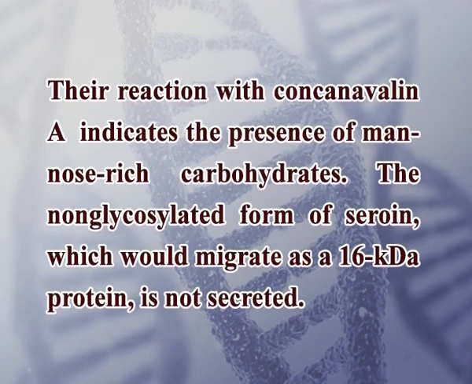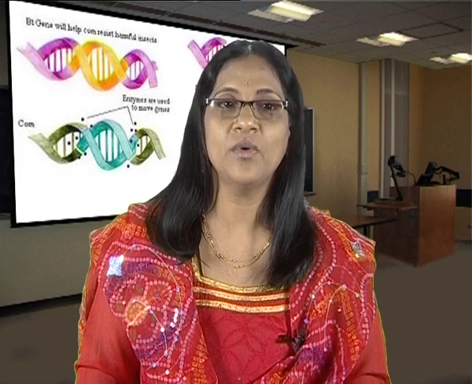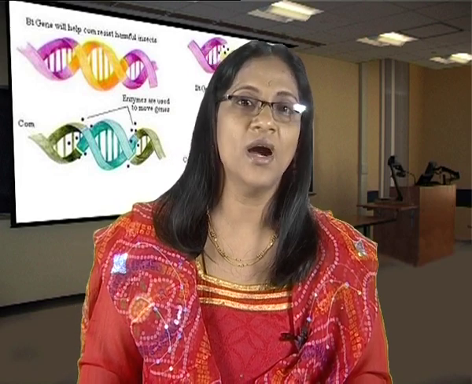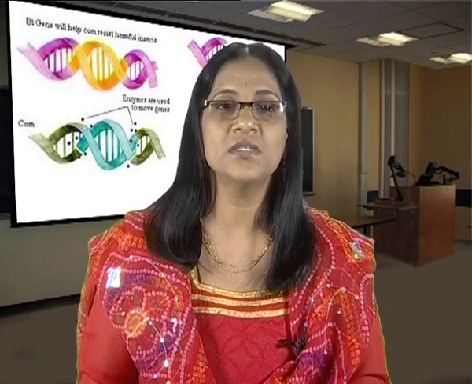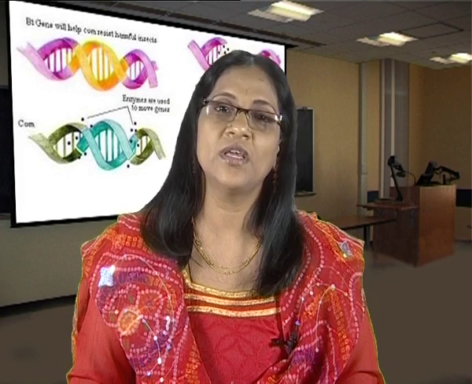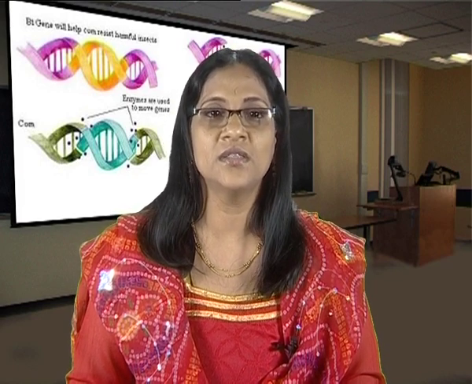Their reactions with concanavalin A indicate the presence of mannose-rich carbohydrates. The nonglycosylated form of seroin, which would migrate as a 16 kDa protein, is not secreted. This situation is reminiscent of the P25 gene product that also occurs in the silk as 2 mannose-rich glycoproteins whose apparent size is 6 to 7 kilodaltons larger than the molecular mass of the detected peptide.